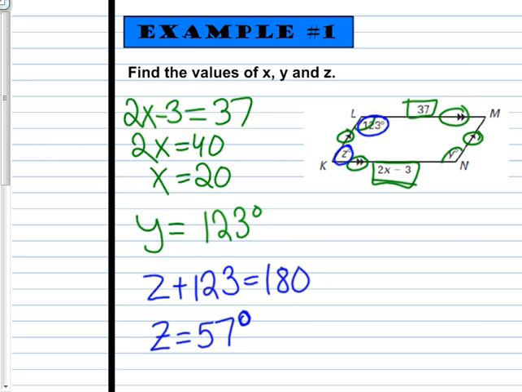So once I knew this was a parallelogram, I knew that the opposite sides were equal to each other, that the opposite angles were equal to each other, that the same side angles were supplementary. And that's the information I used to solve this problem.